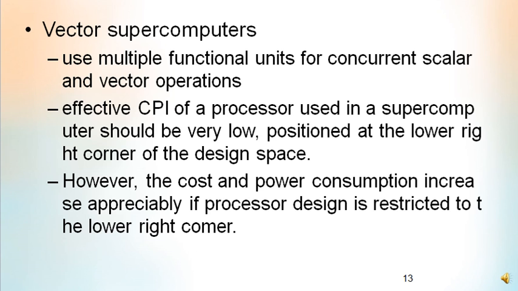And the next one is the vector supercomputer. It can use multiple functional units for concurrent scalar and vector operations. The effective CPI of the processor used in a supercomputer should be very low, positioned at the lower right corner of the design space, as illustrated in the previous graph. However, the cost and power consumption increase appreciably if the processor design is restricted to the lower right corner.